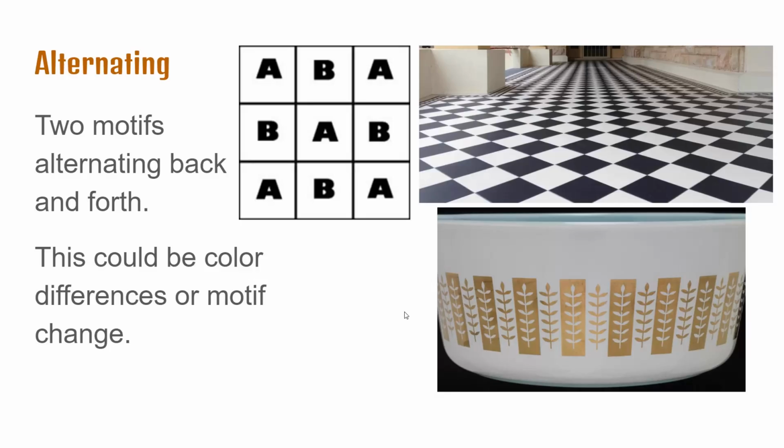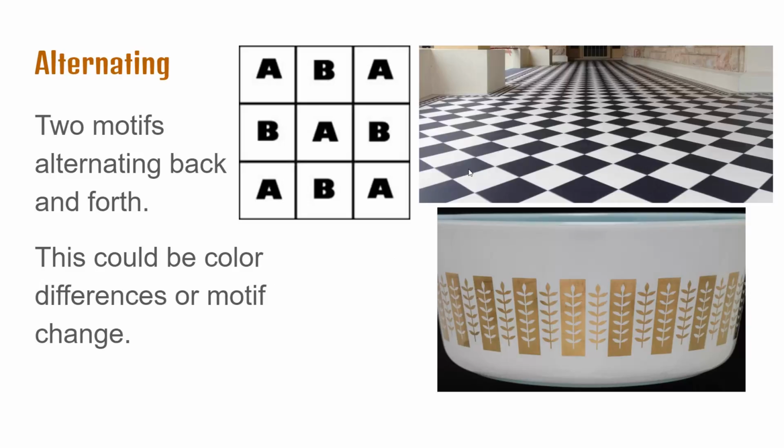Alternating motifs are probably the most common you see, especially on the floors in St. X in the hallway where you have the row of green, the row of white, the row of green, and alternate down the second floor hallways. This is two alternating motifs, A versus B, A versus B, A versus B. This is your checkerboard, okay?